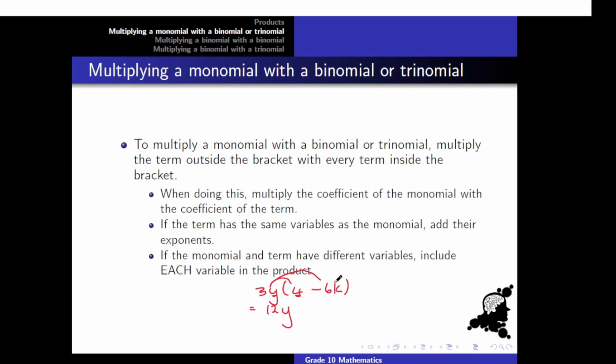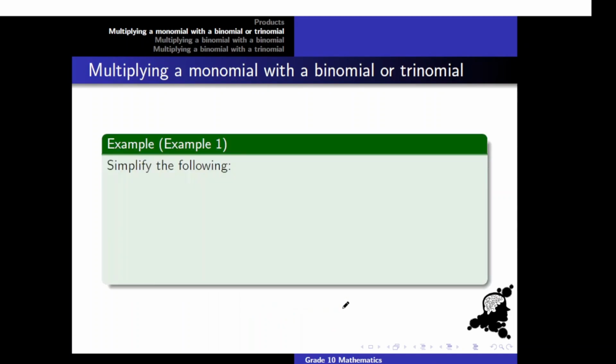3 times minus 6. This is going to give me minus 18. There's a y here, but there's no y, so bring the y as it is. There's a k here, but there's no k there. We just bring the k down as it is. I hope that this makes sense. Let's look at some examples. So there we are, 2x into 3 minus y. Let's go to our writing pad.